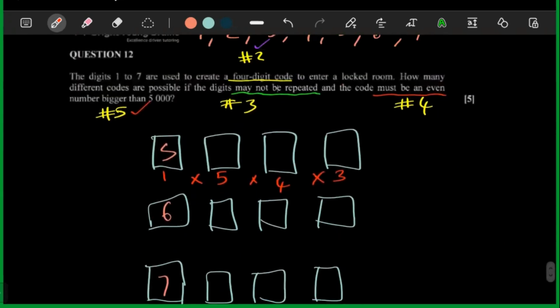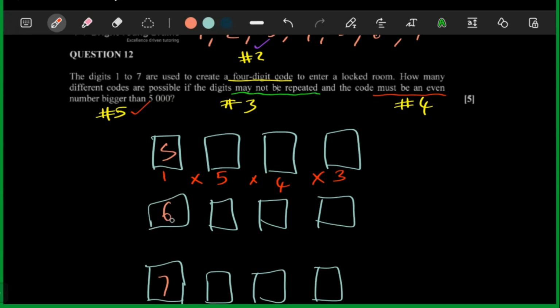Now, when you do the same for the 6, you ask yourself, okay, we want to find out how many numbers start with the 6, right? So us thinking of numbers that start with a 6, right?